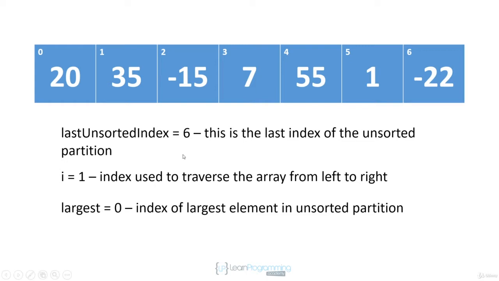Just like with bubble sort, at the beginning of the algorithm, the entire array is unsorted, so the last unsorted index is 6. And just like with bubble sort, we're going to grow the sorted partition from right to left. We're going to initialize a largest field to 0. So when we start, we say, you know what, 20 is the largest element that we know about so far, so whatever's at position 0 will be the largest element. We're going to start by comparing the element at position 1 to whatever's at position 0, so we're going to start with i equal to 1. We're going to use i to traverse the unsorted partition and find the largest element.